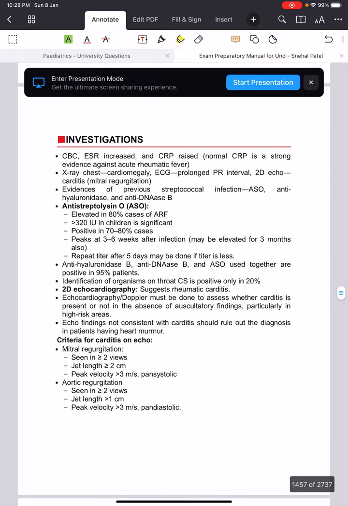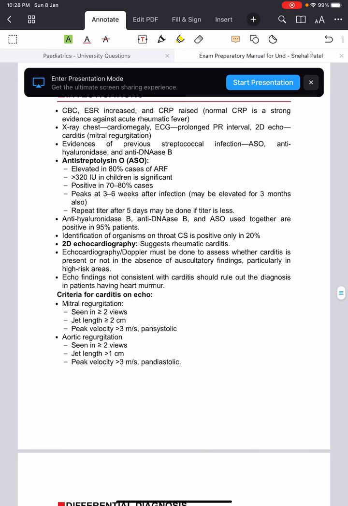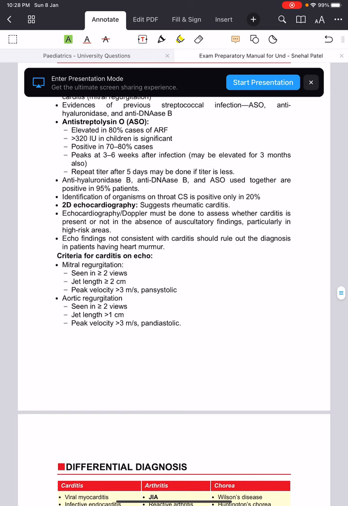Now, what are the investigations? CBC, ESR is raised and CRP is raised. Chest X-ray: cardiomegaly will be seen. ECG: prolonged PR interval. 2D echo: carditis. All the features will be seen. Evidence of previous streptococcal infection: ASO, anti-hyaluronidase and anti-DNase B. ASO means anti-streptolysin O. Positive in 60 to 80%, peaks at 3 to 6 weeks after infection.